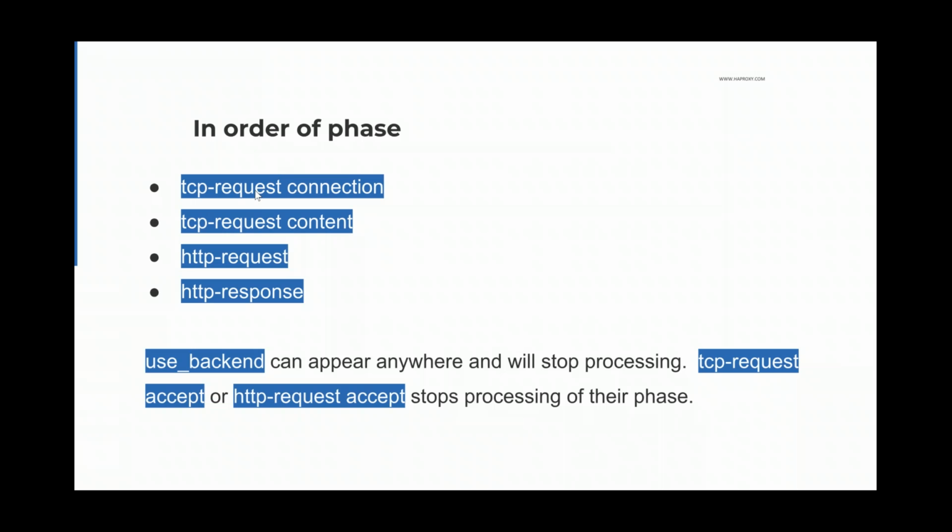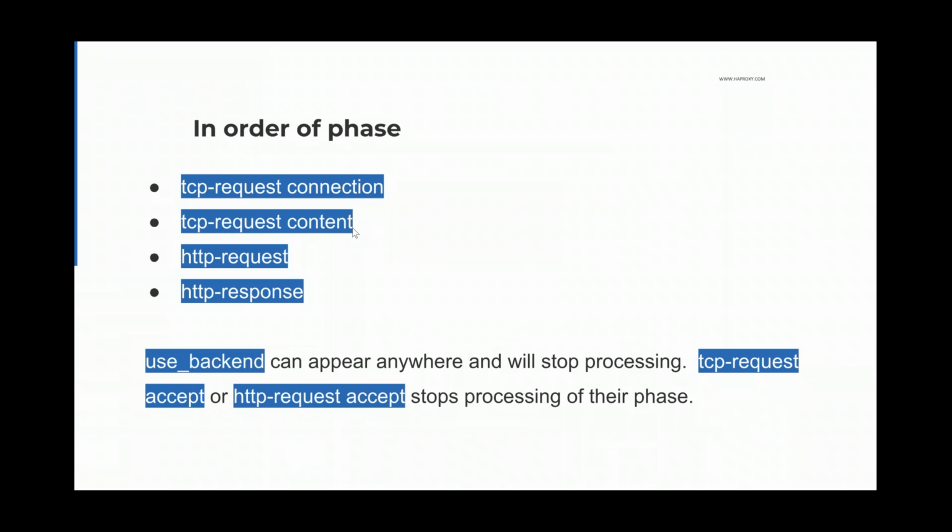In order of the phases, you can have a TCP request connection, which will be very early on in the request. Anything that's blocked at the TCP request connection level will not generate a log entry. Generally, the only reason you will ever use TCP request connection is if you're dealing with request rates that are extremely high for denial of service, and you need to block them immediately, if not sooner, without wasting any of HAProxy's processing time that you can possibly avoid.